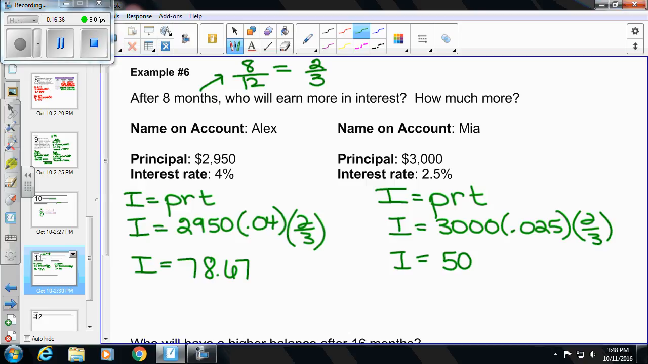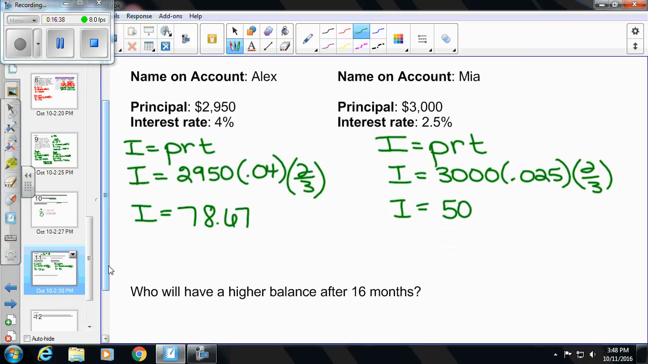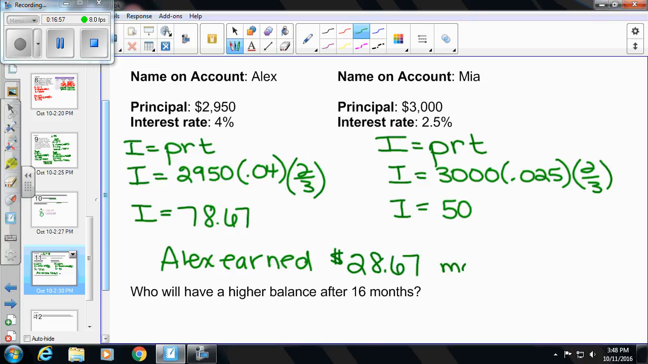So who earned more? Alex earned more. And how much more? Well, if I do $78.67 minus 50, that is $28.67 more. I just subtracted the two.